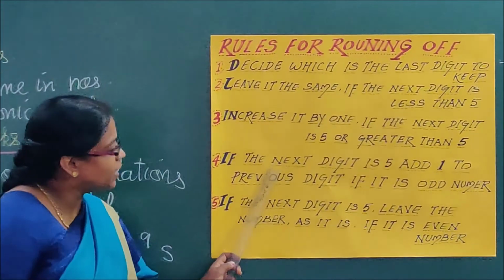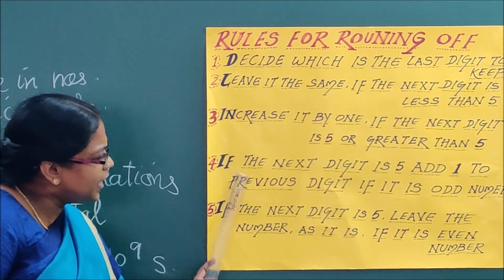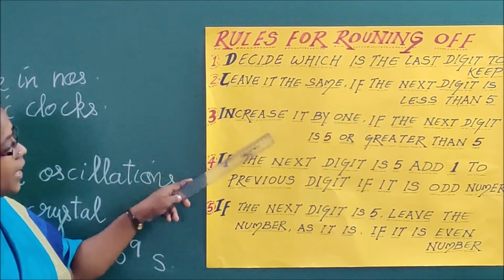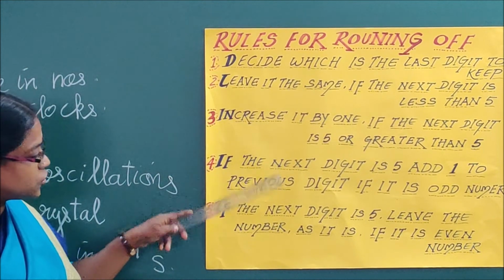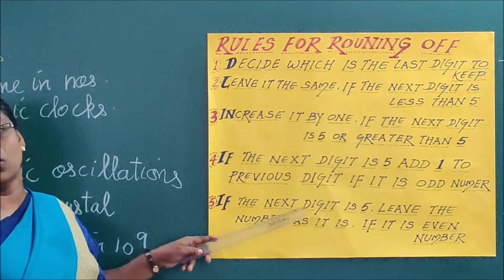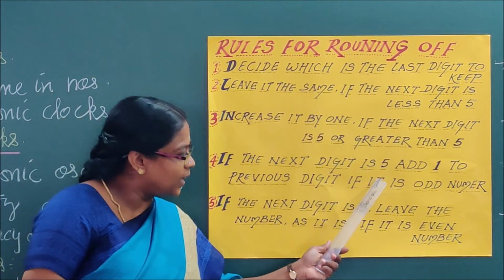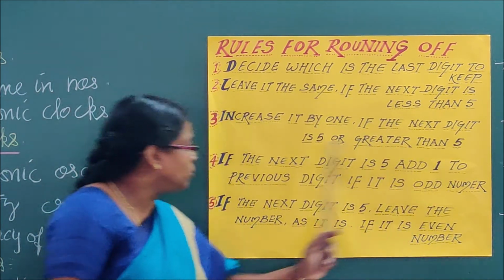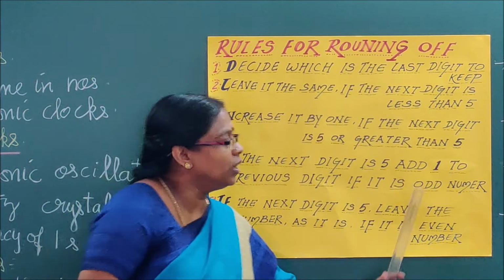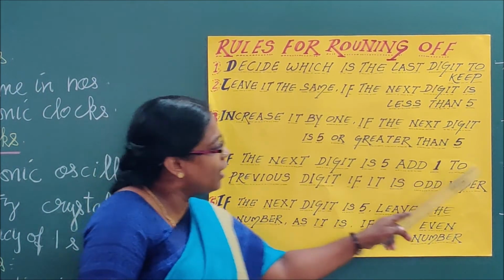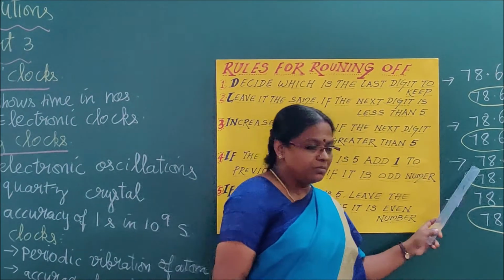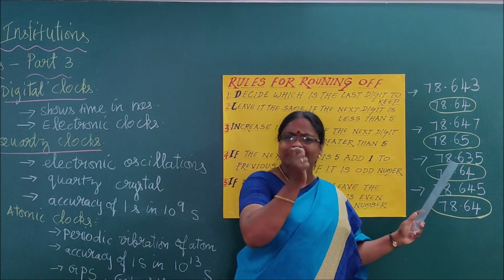Okay. Now come to the next one. These 3 rules only are there in your book, children. Now these 2 I am giving, so note them down without missing them, right? If the next digit is 5, add 1 to the previous digit if it is an odd number. Now I will go over this example. Little confusing, but listen very carefully.